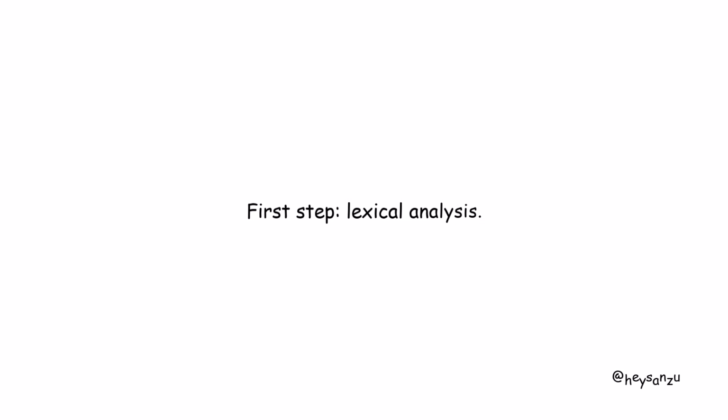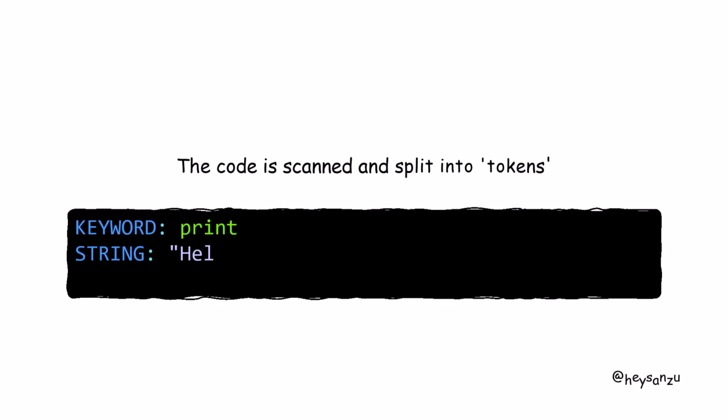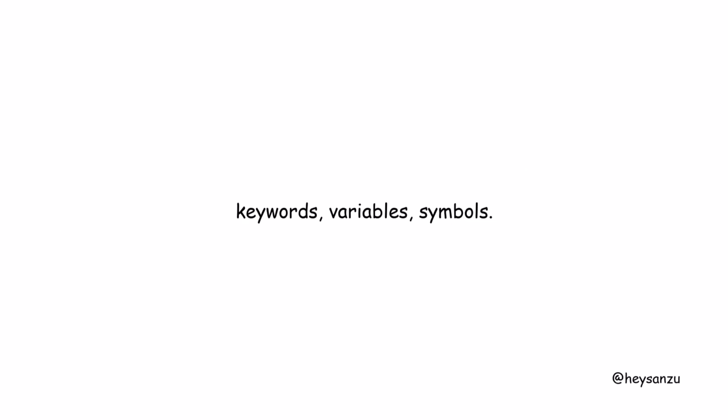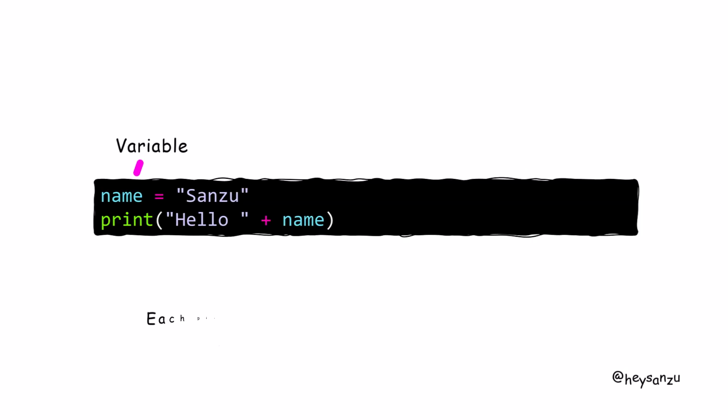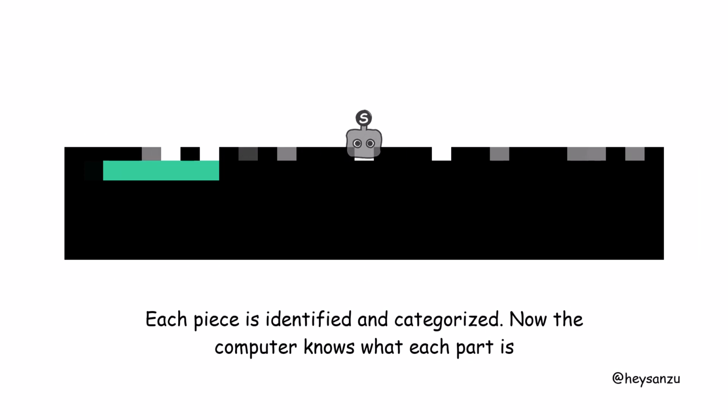First step, lexical analysis. Think of it like breaking a sentence into words. The code is scanned and split into tokens, keywords, variables, symbols. Each piece is identified and categorized. Now the computer knows what each part is.